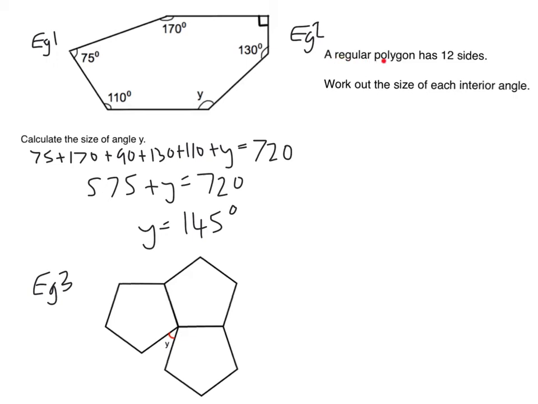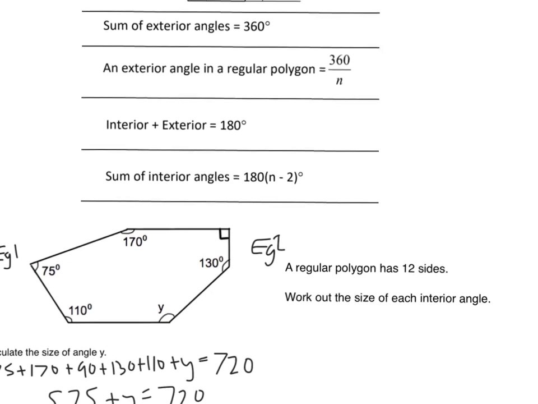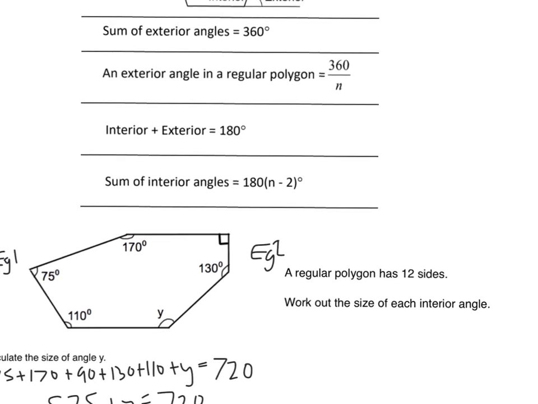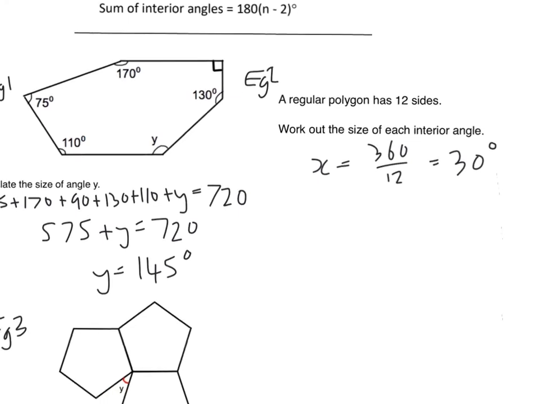Example 2, a regular polygon has 12 sides. Work out the size of each interior angle. So go back to our things that we're supposed to know. For a regular polygon, one exterior angle is 360 divided by the number of sides. So we could work out that this exterior angle x would be 360 divided by 12, and that would give you 30. So if you had 12 30s, that would give you 360. So that means that x is 30.